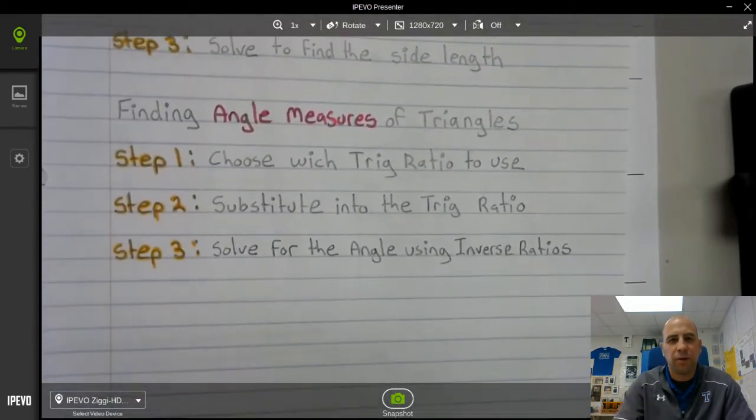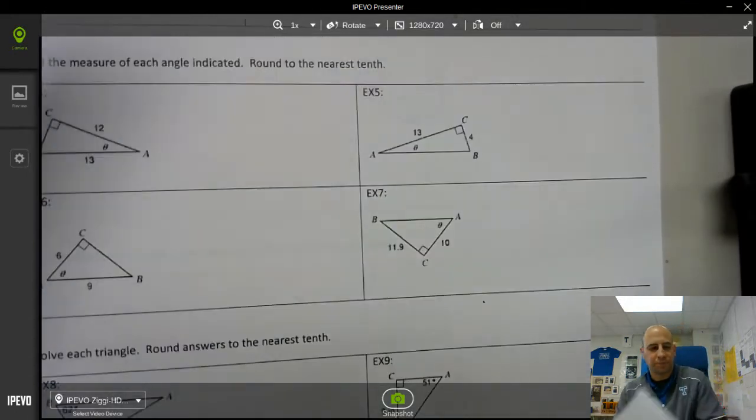Let's look at finding angle measures of triangles. Step 1, choose which trig ratio to use. Step 2, substitute into the trig ratio. Step 3, solve for the angle using inverse ratios. If you would, finish those up. Now let's take a look at the examples.